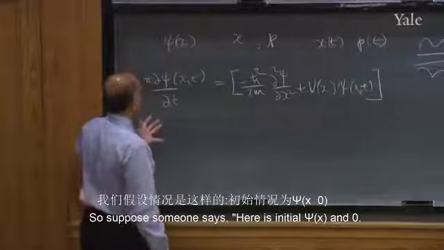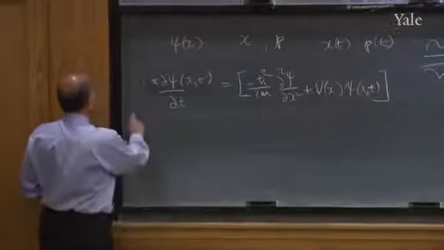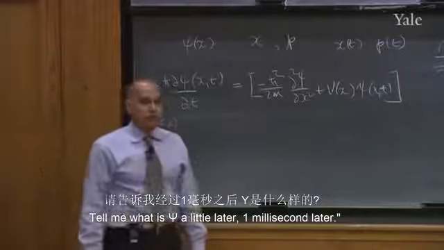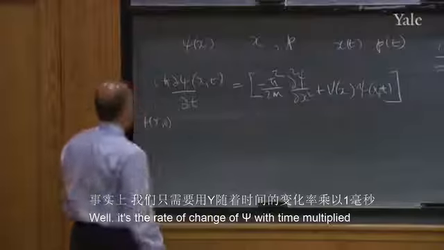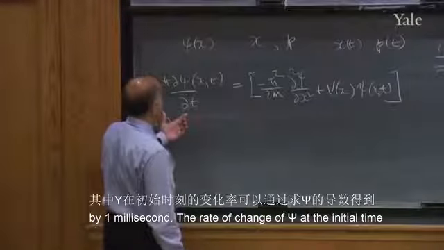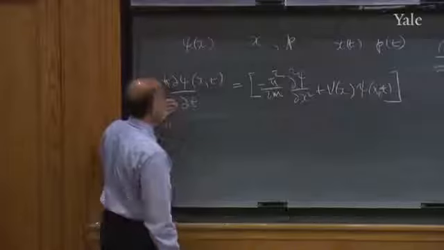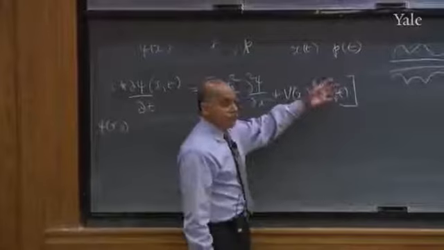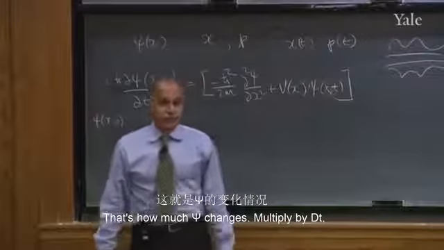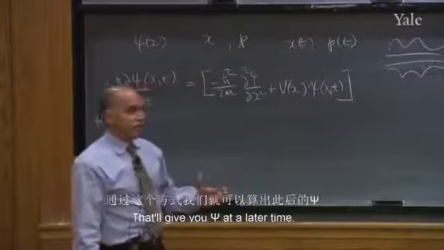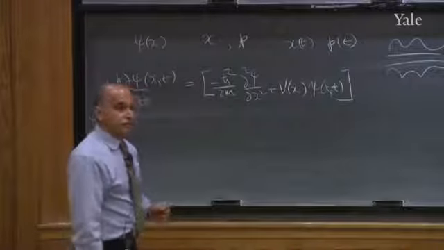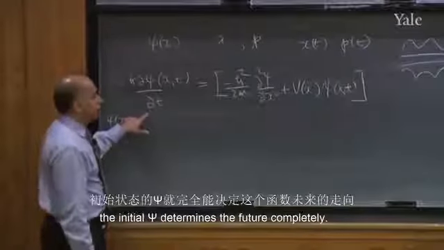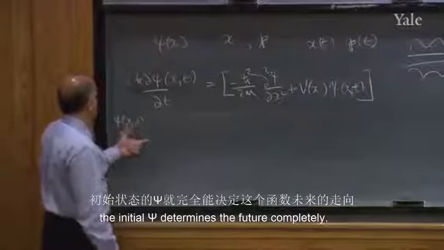Suppose someone says, here's my initial psi of x and 0. Tell me what is psi a little later. 1 millisecond later, well, it's the rate of change of psi with time multiplied by 1 millisecond. The rate of change of psi at the initial time is obtained by taking that derivative of psi and adding to it V times psi. You get something. That's how much psi changes. Multiplied by delta t, that's the change in psi. That'll give you psi at a later time. This is a first order equation in time. What that means mathematically is the initial psi determines the future completely.